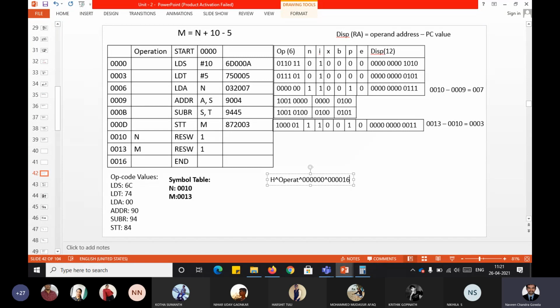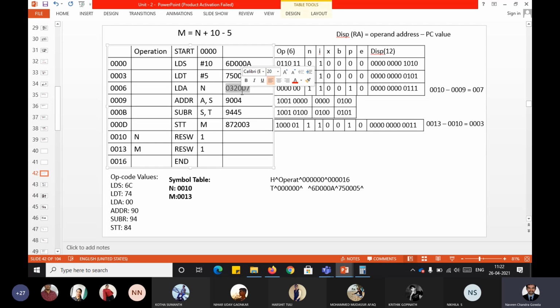So I'm done with the header record as well. Now I start with the text record. Where exactly is the first object code available? The first object code is available at address zeros. So I'll write 000000, which is where the text record is starting. And the length field, let me leave out a space. Then I'll start writing these object codes in a continuous way. There won't be any difference in the formats. So continuously keep writing the object codes.